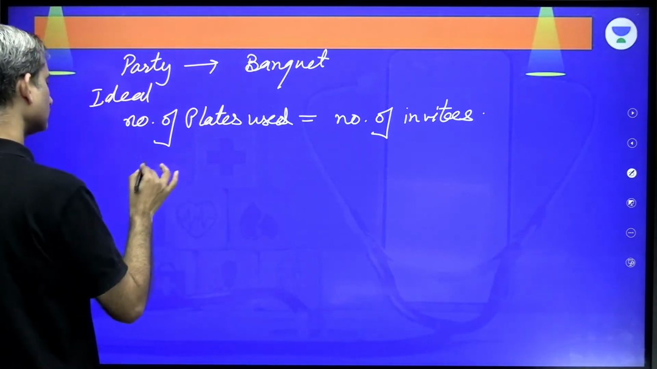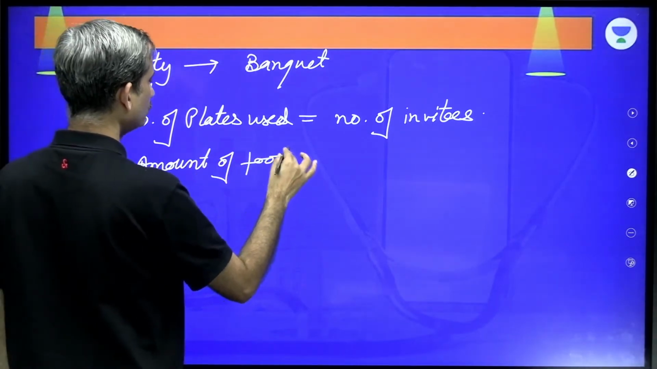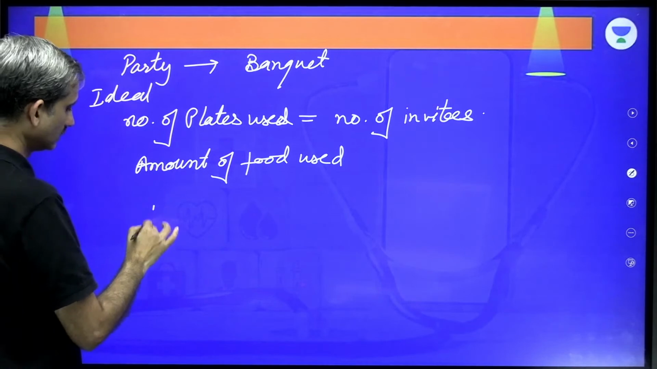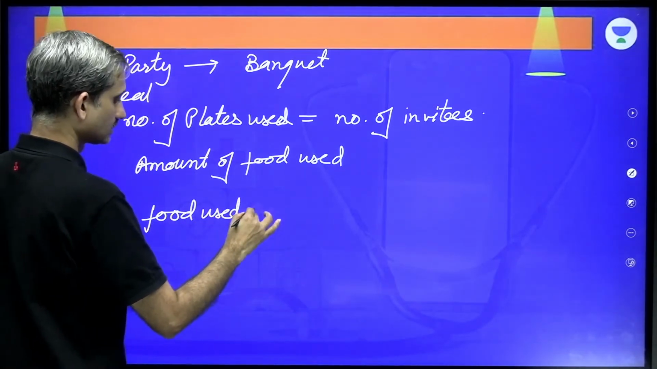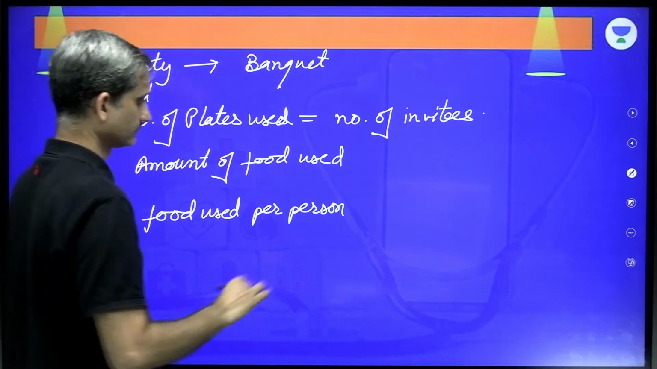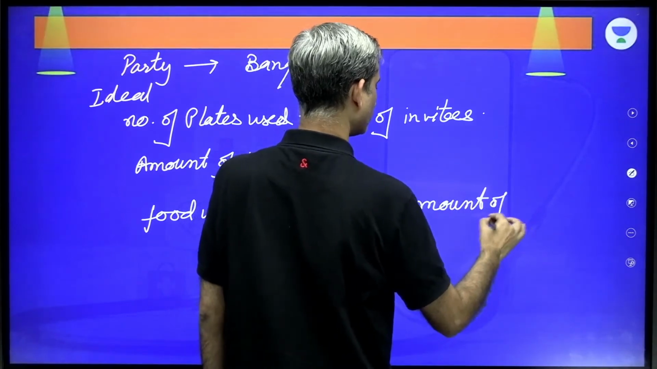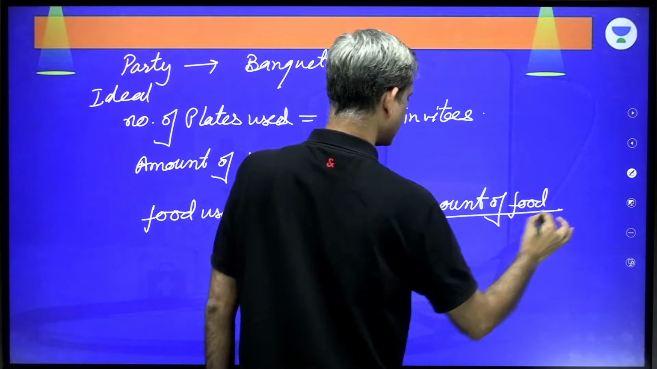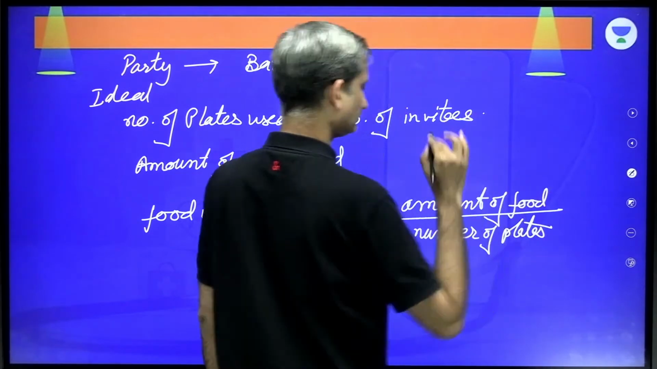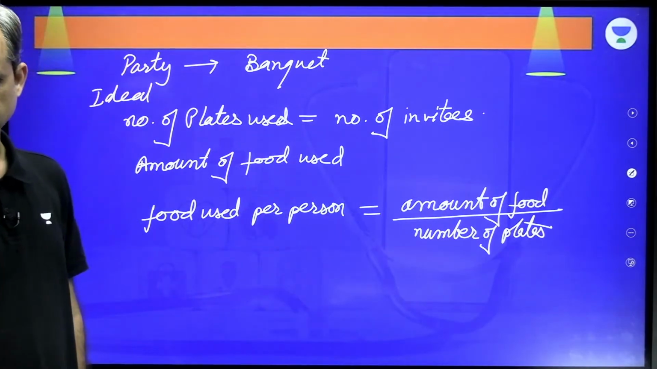Okay. So, the amount of food used. And then we have the food used per person. Food used per person is equal to the amount of food divided by the number of plates. Is it clear? So, this is how we calculate it. Any confusion about this particular example?